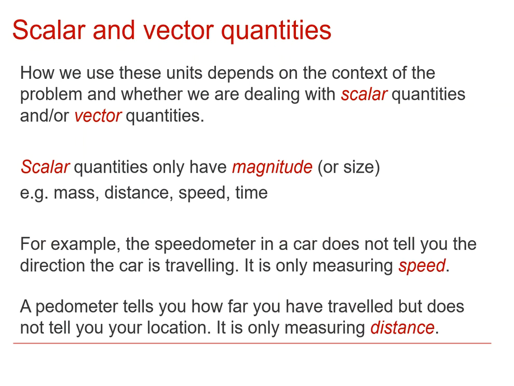So, for example, if you ever notice in a car it has a speedometer, that tells you the speed. It doesn't tell you what direction you're travelling in. So that's just measuring the speed, so that's giving you a scalar quantity. If you've ever worn a pedometer, a lot of phones have these built in, it'll tell you how far you've walked or how many steps you've done. And again, that will tell you how far you've travelled, but it doesn't tell you what direction you've gone in, and it doesn't tell you where you are.